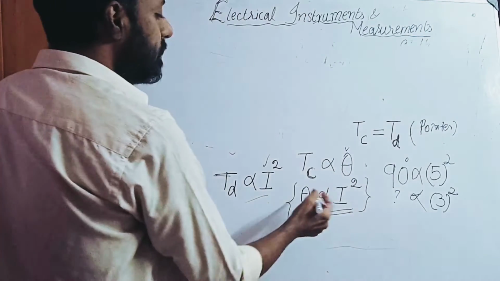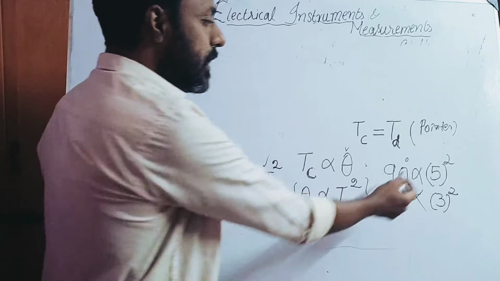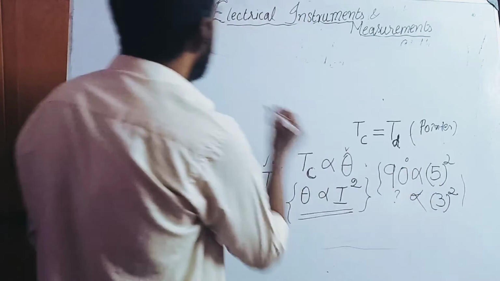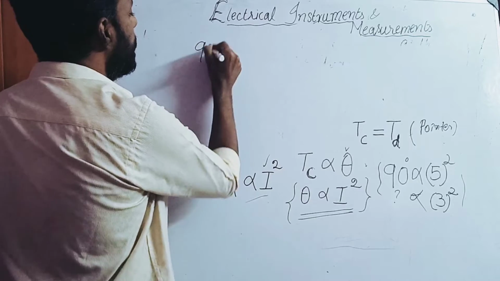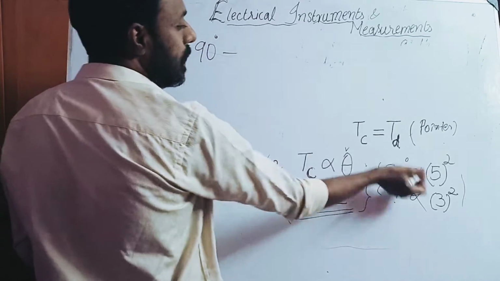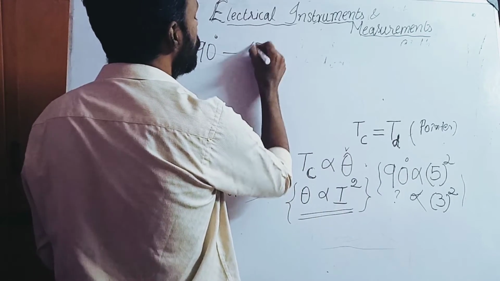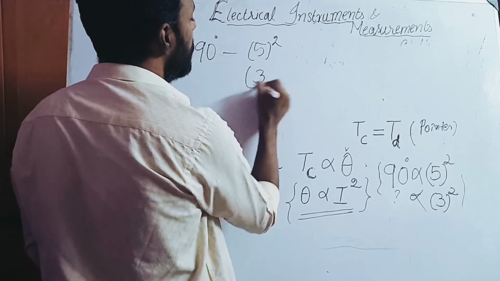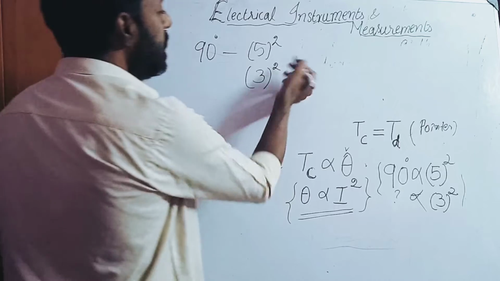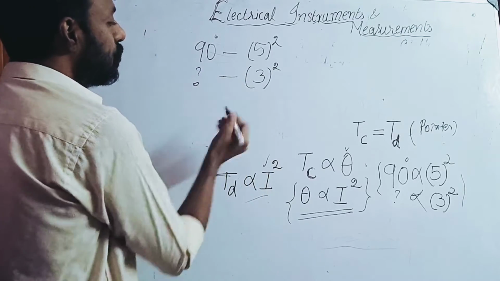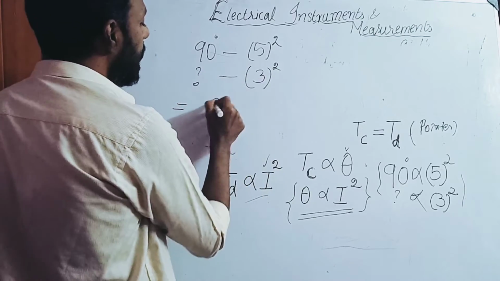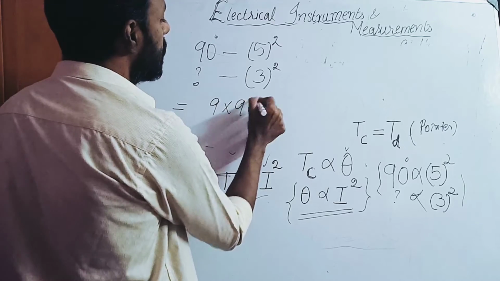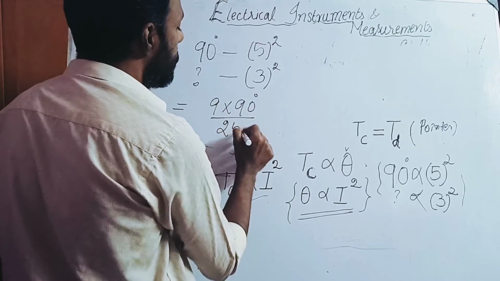So we have got theta is directly proportional to I squared. So I am taking this entire thing, that is for 90 degree. The square of the current is 5 squared. So if the current is 3 ampere, that is square of the current 3 squared, what will be the deflection? So that will be nothing but 3 3s are 9 into 90 degree divided by 25.